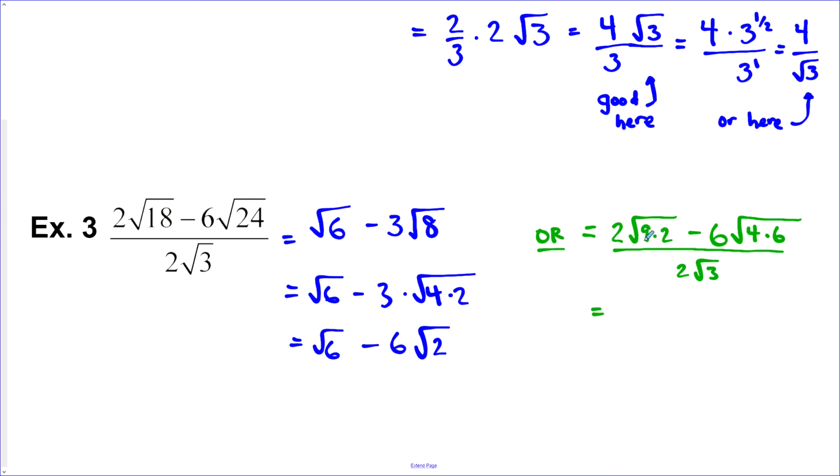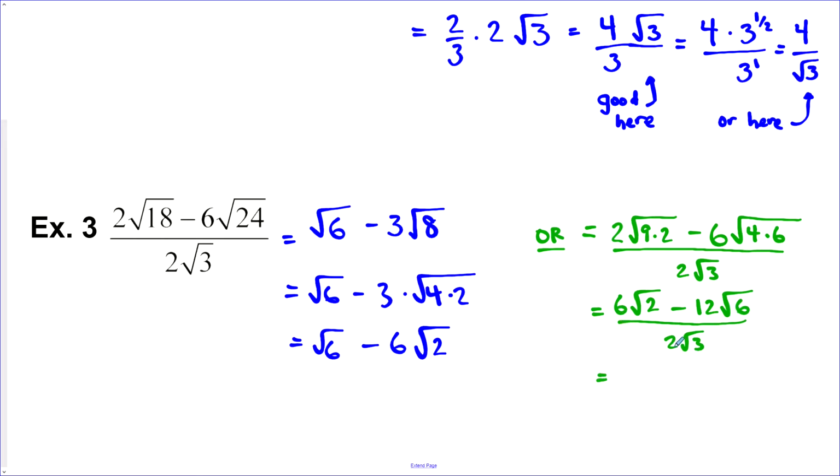Now the square root of 9 is 3, so a 3 comes out. 3 times 2 is 6. So that can be written 6 root 2 minus the square root of 4 is 2. 2 times 6 is 12. And the square root of 6 still beside it. And in the denominator, the 2 root 3. And now we want to divide each term by 2 root 3.